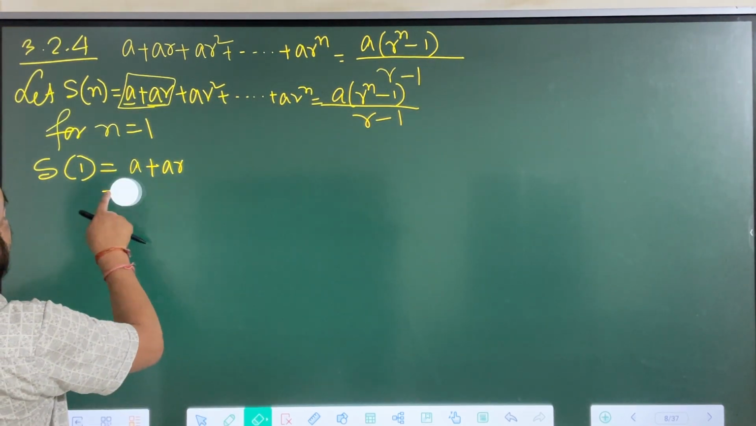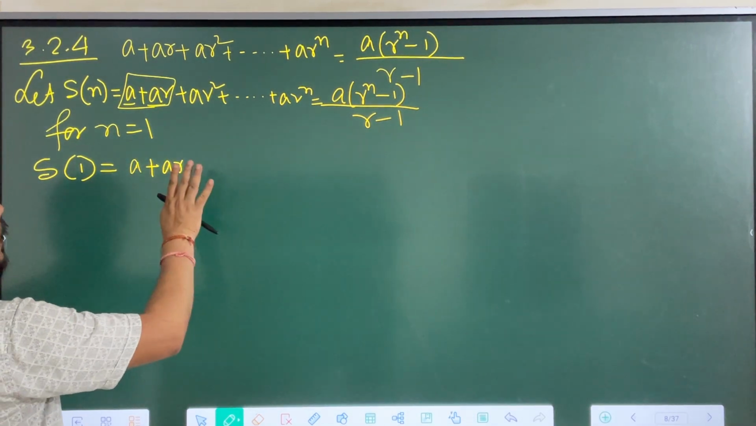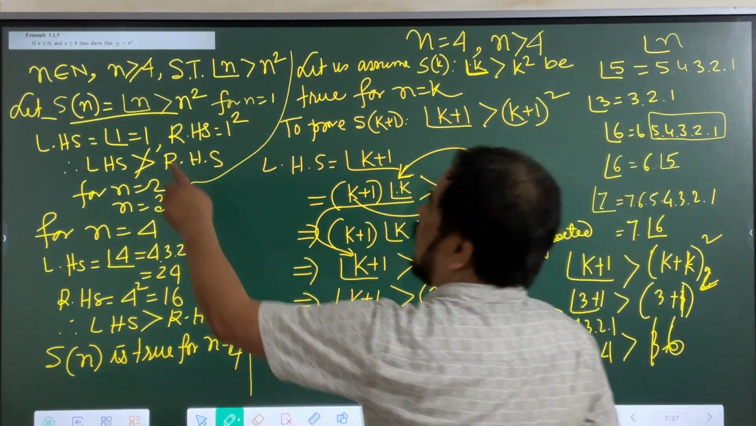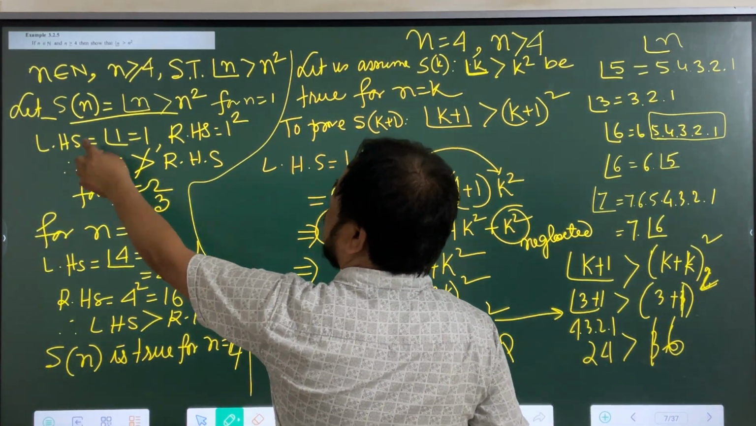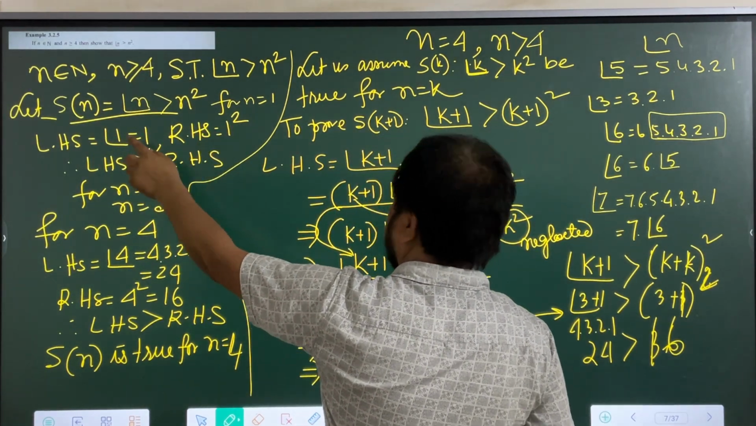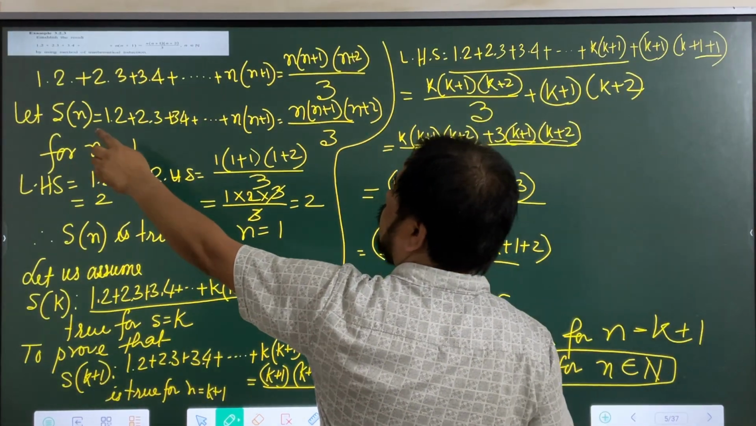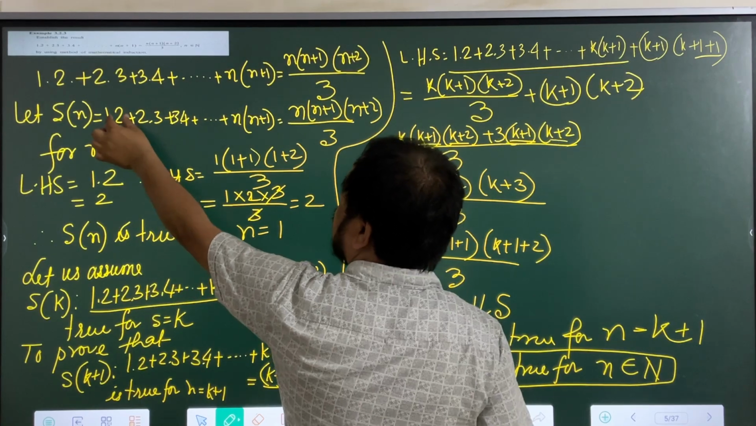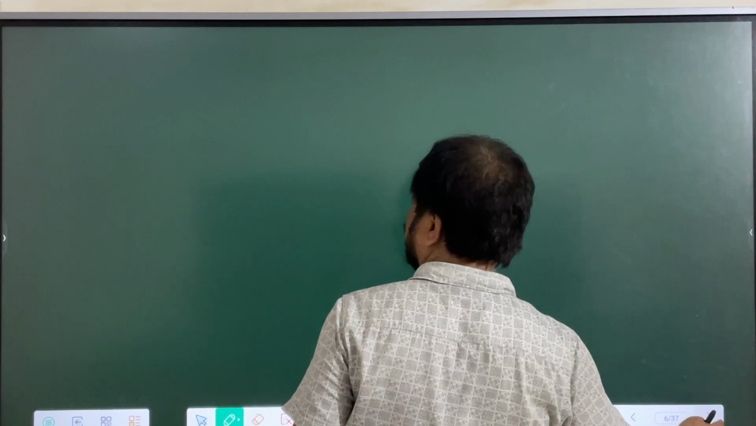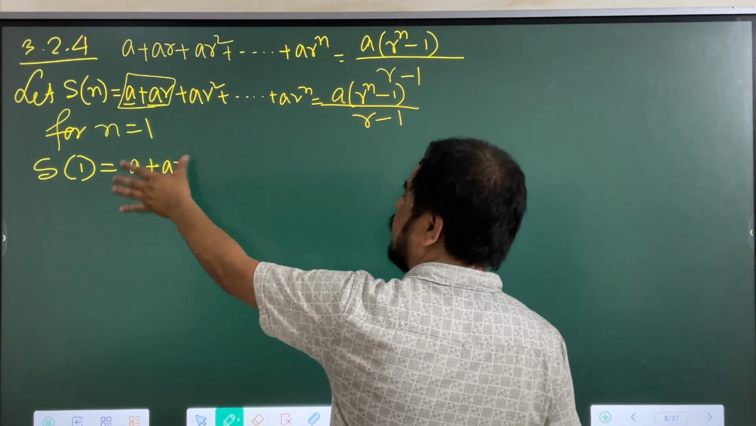So S1 is A plus AR only. Here there is nothing, neither N, nothing. In previous sums, what we have done: for N equals 1, in place of N we put 1, and do the calculation. 1 into 2 is 2. But here what calculation will we do? We cannot do any calculation. A plus AR we cannot add, we will keep it as it is, this one only.